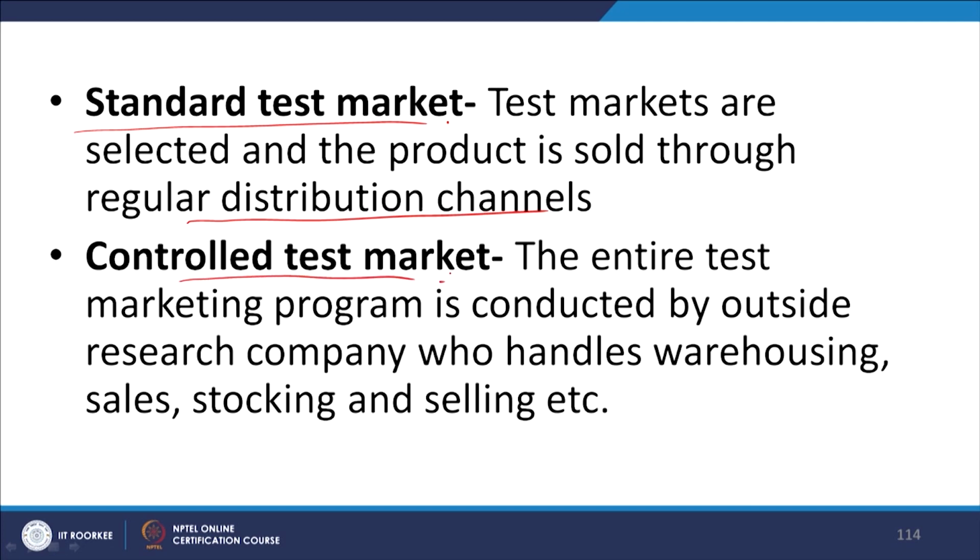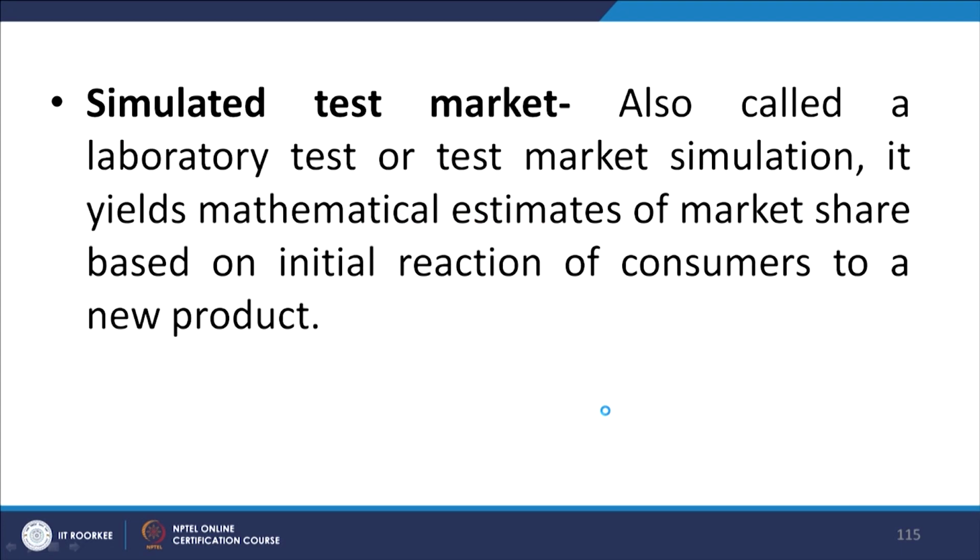Control test markets, on the other hand, are conducted by outside research companies for another company, who handle warehousing, sales, stocking and selling, etc. But remember, this is not done by the company itself; it is conducted by some outside agency. Simulated test markets are the third condition, also called a laboratory test or test market simulation. It yields mathematical estimates of market share or demand based on the initial reaction of consumers to a new product. How do consumers react? From that reaction, we try to estimate the sales or the future demand of this product.